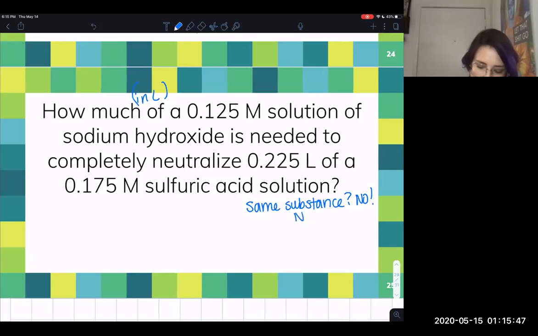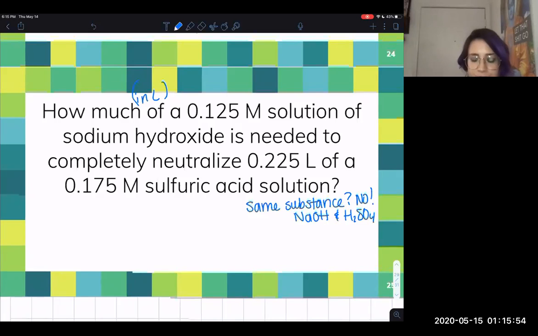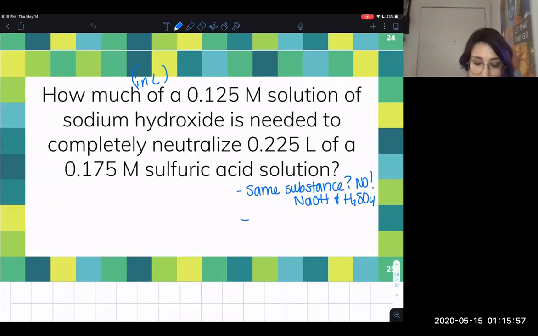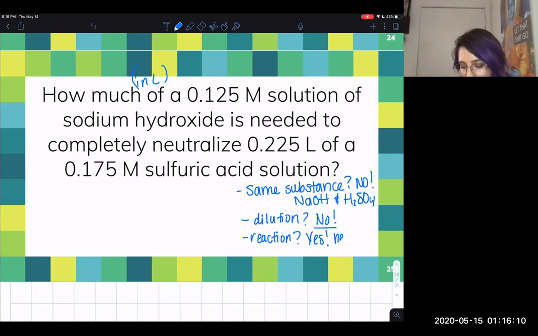One substance is sodium hydroxide, and the other substance is sulfuric acid. Neutralize is a key word. Does it say anywhere about dilution? No, it doesn't say that. Is it a reaction? Yes. How can I tell it's a reaction? The word neutralize. So therefore, the conclusion is you cannot use M1V1.